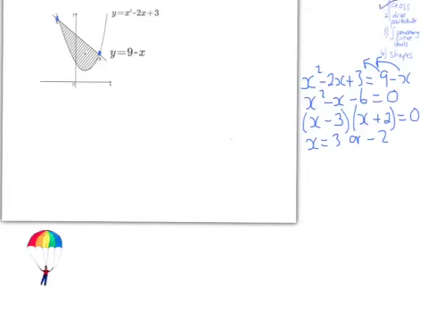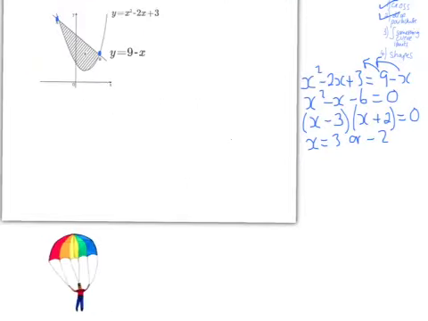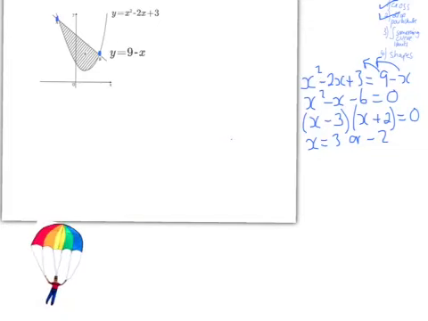The second thing we're going to do is drop this parachute. This is the most important bit. Here he comes, my parachute man. There he is. We're going to drop that parachute, which means we're going to drop a line down here. This is, of course, x is minus 2, and this is x is 3. So we've crossed, we've dropped the parachute.